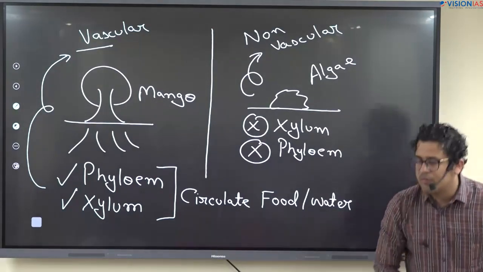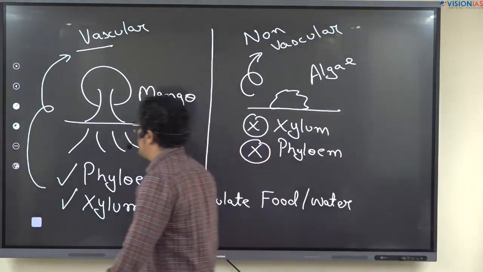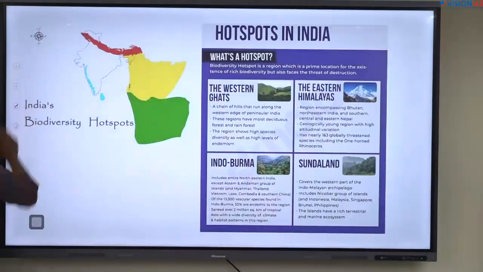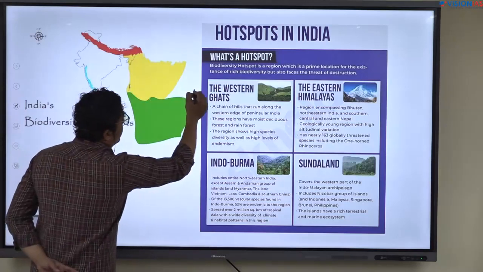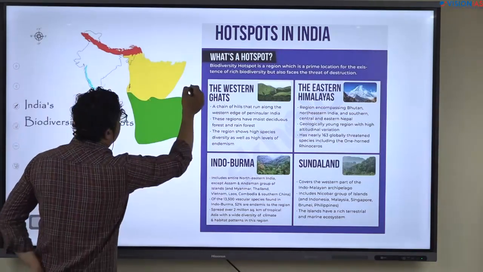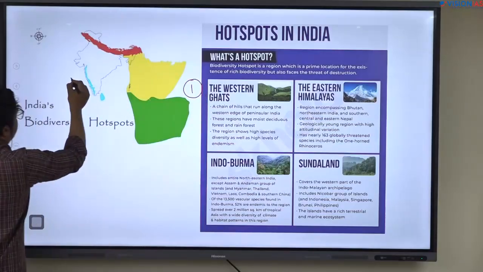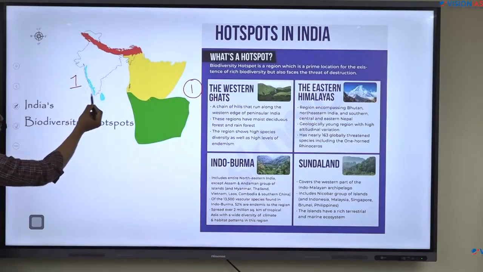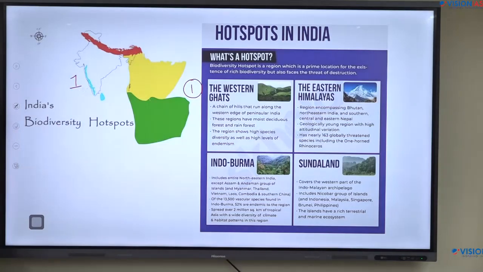So in India, where can you see a biodiversity hotspot? One place I told you, Western Ghats. But India has 4 biodiversity hotspots. Western Ghats: mountains which run parallel to the western coast of India, from Gujarat to Kerala. These mountains are India's biodiversity hotspot.